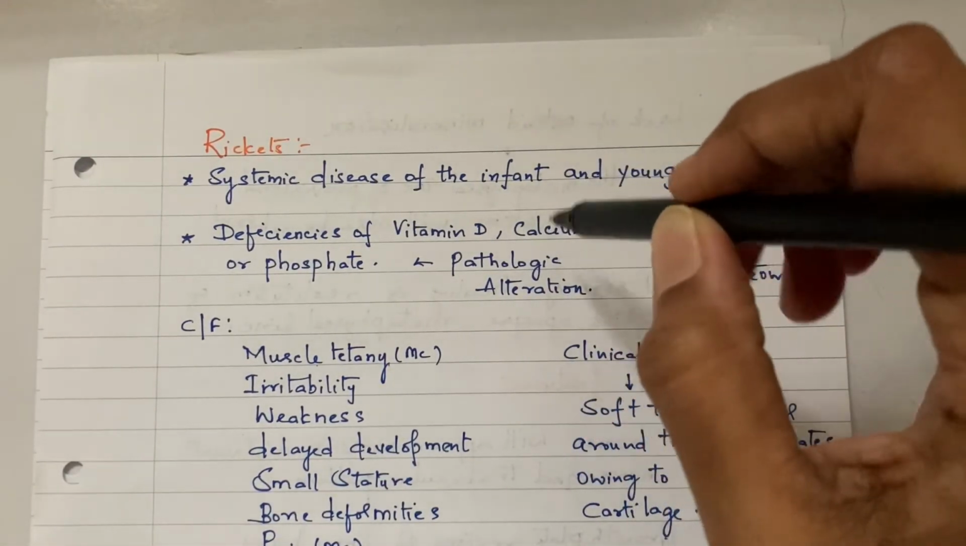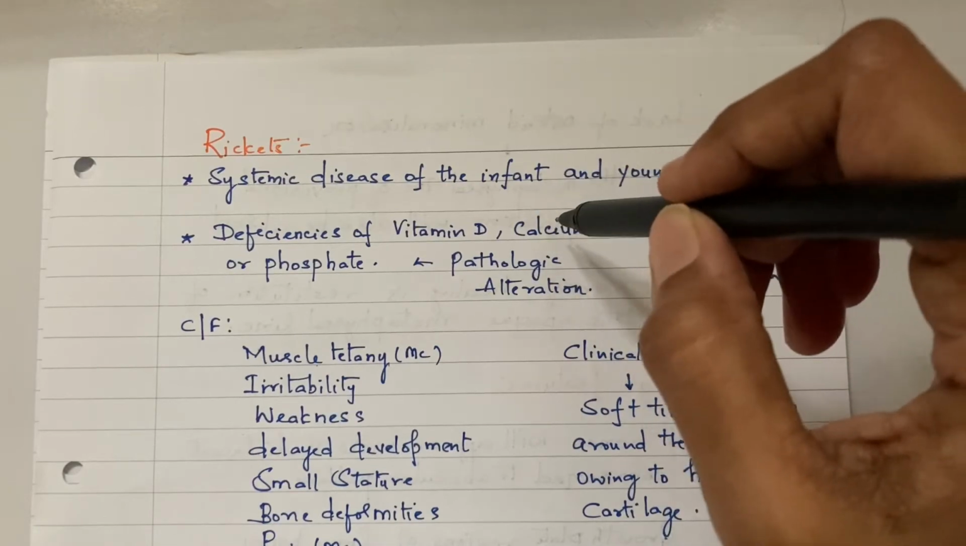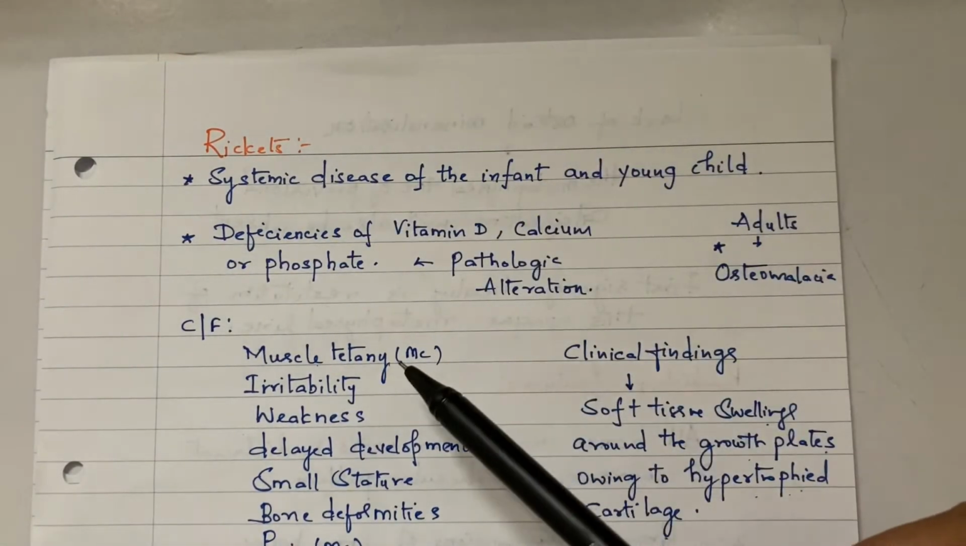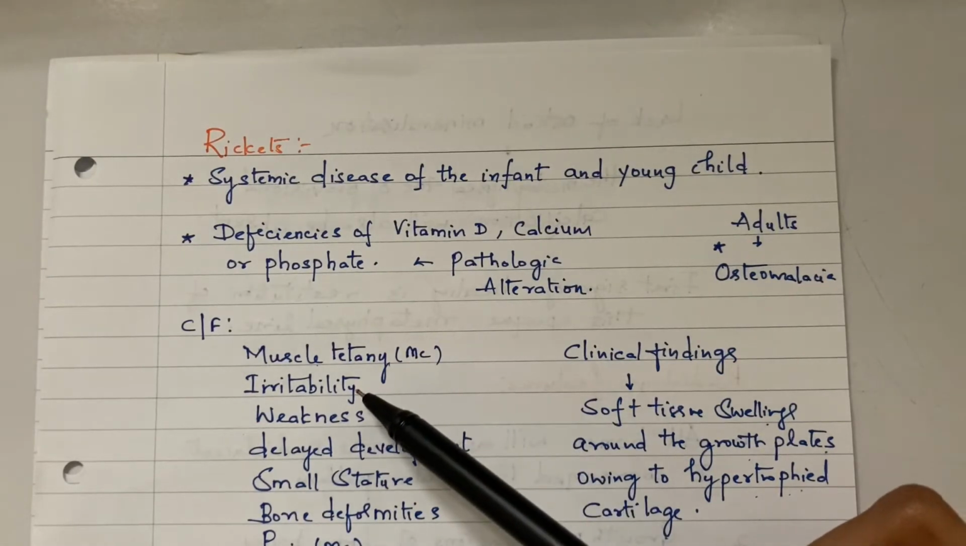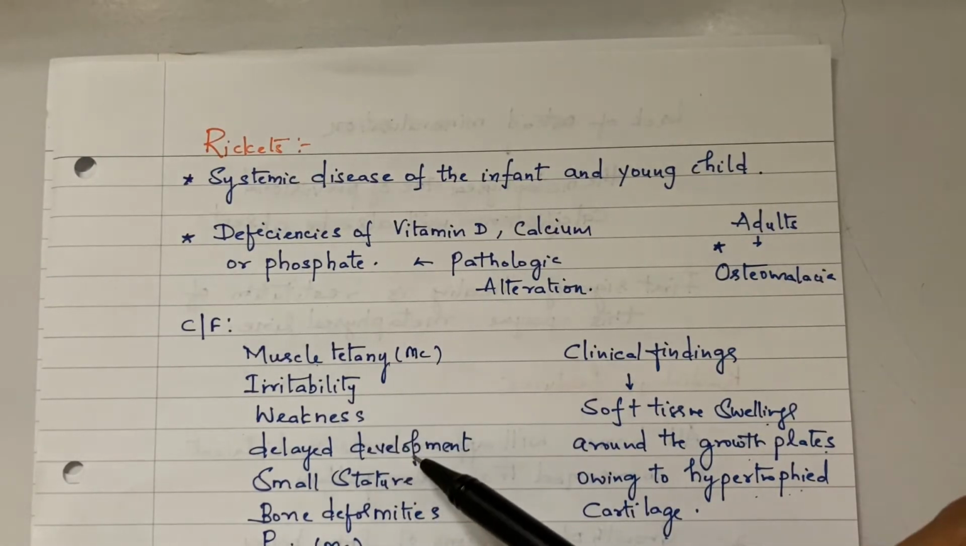Electrolyte imbalance will be there, which involves calcium and phosphate. They present with muscle tetany and pain. These two are the most common. Other symptoms are irritability, weakness, delayed development, small stature, and bone deformities.